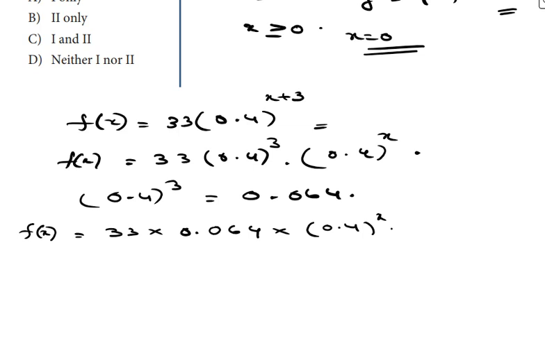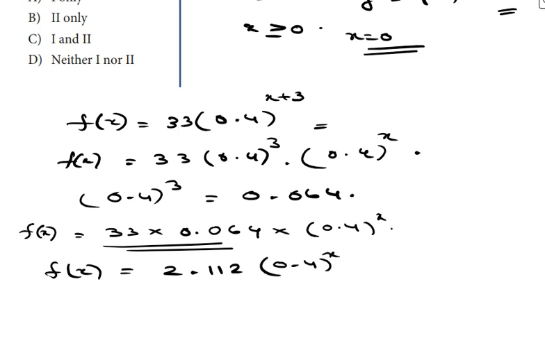Now compute 33 times 0.064. We get 2.112. So f(x) becomes 2.112 times (0.4)^x. Now remember one thing. Since (0.4)^x decreases as x increases, the maximum occurs at x equal to 0.